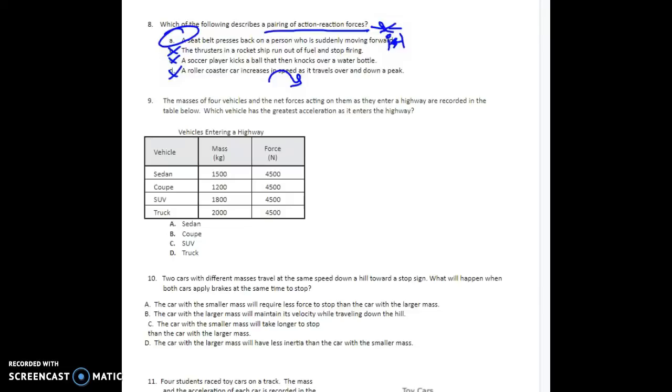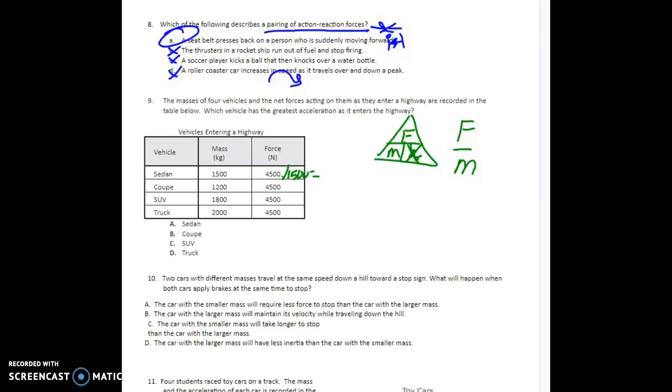Number 9, the masses of 4 vehicles and the net force acting on them as they enter a highway are reported in the table below. Which vehicle has the greatest acceleration? To find the acceleration, we come back to our triangle. We've got F equals ma. We're looking for the acceleration, so our formula is going to be F divided by m. So it's going to be this amount divided by the mass.